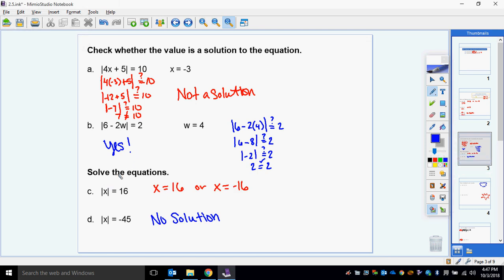So for part C, you should have found out that one solution could be 16. If you plug in 16, take the absolute value, you would get 16. And the other solution is -16. If you plug in -16, take the absolute value, you'd get 16. In part D, this one's a no solution because there's no number that I could plug in, and when I take the absolute value, I get -45. Anytime you have absolute value equal to a negative number, it's going to be no solution.